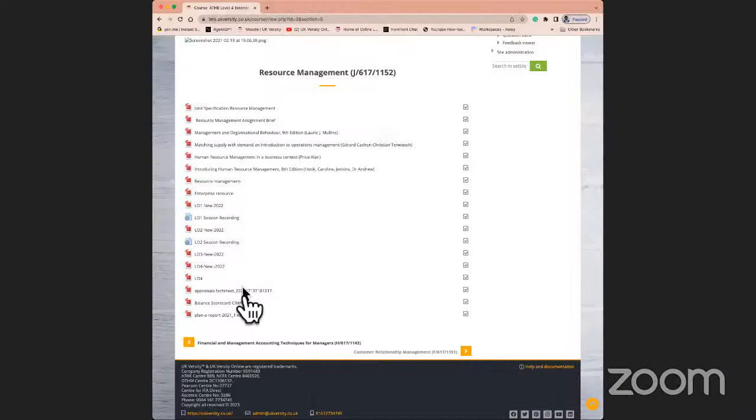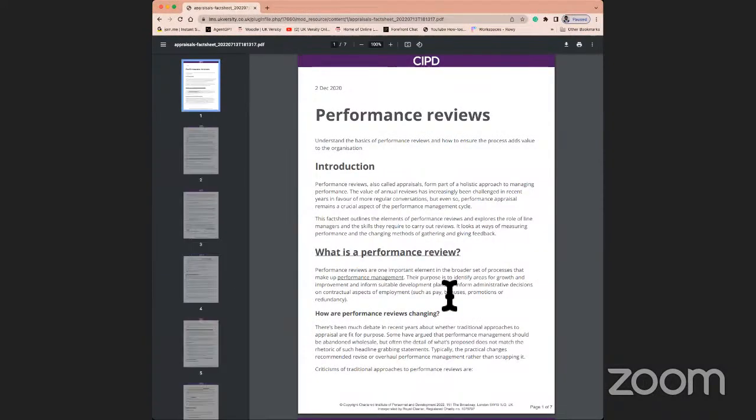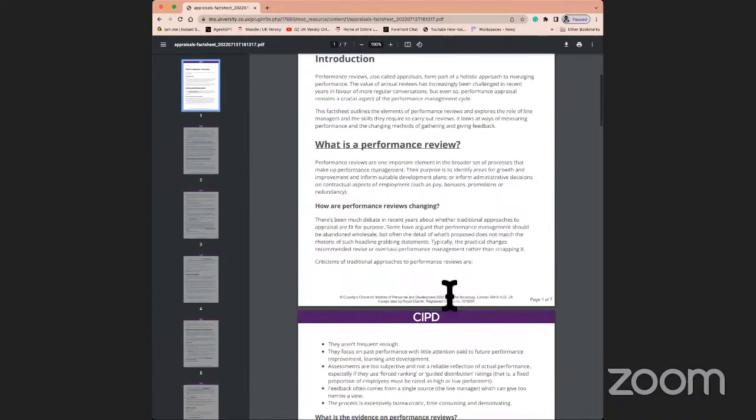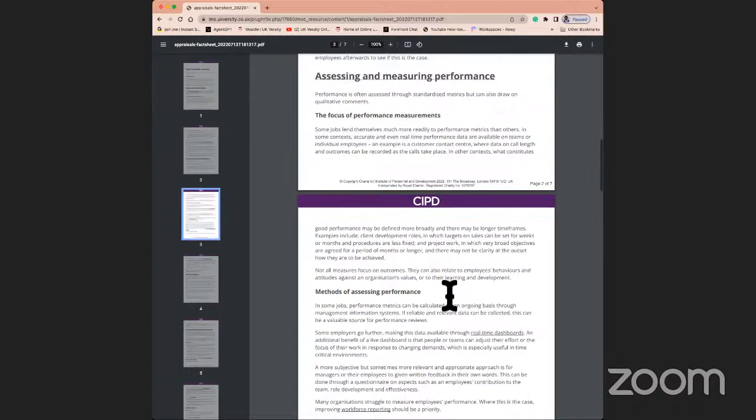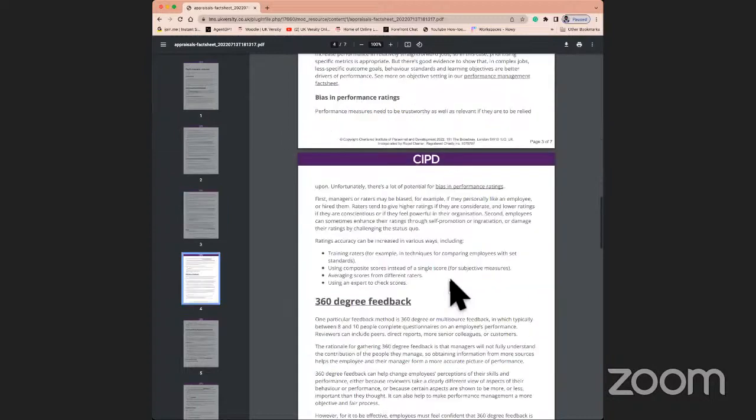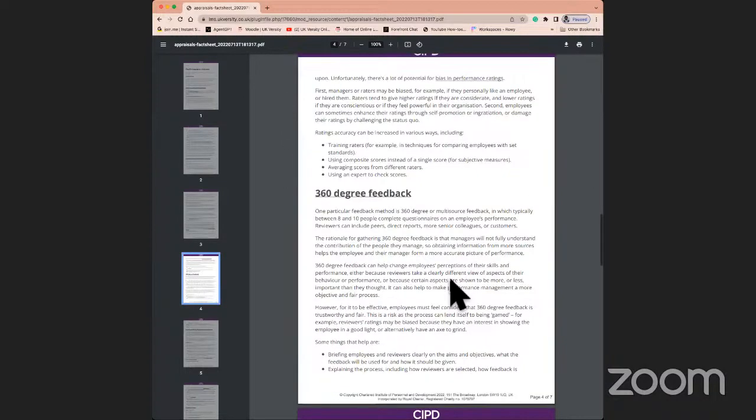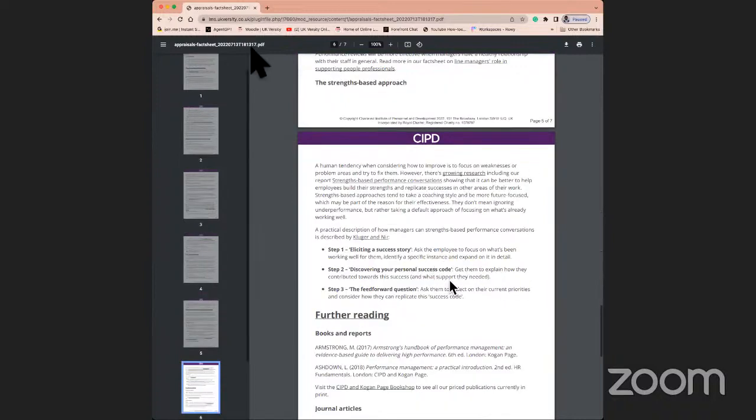So just very briefly showing you the Moodle screen where you will be able to find these handouts. One is an appraisals fact sheet, which is from CIPD. It gives you all the different types of reviews which can be used by organizations to improve employee performance, and how the performance of the employees can be improved by looking at various different performance appraisal techniques.